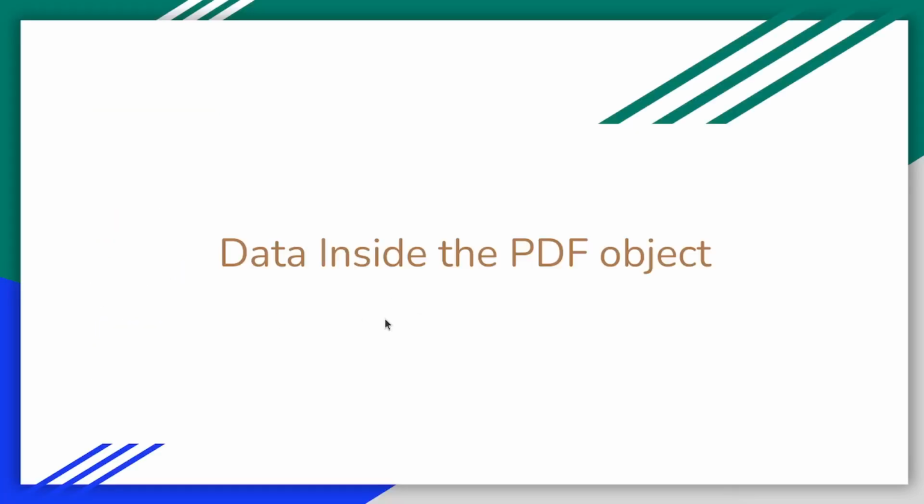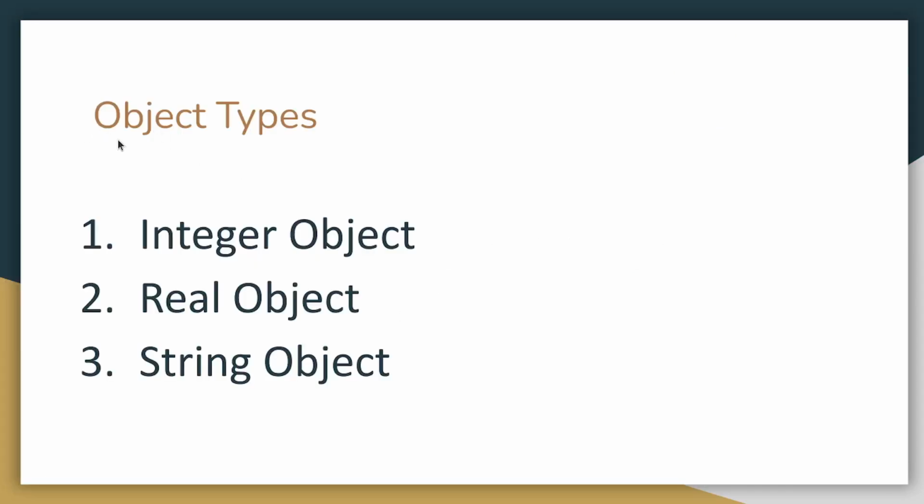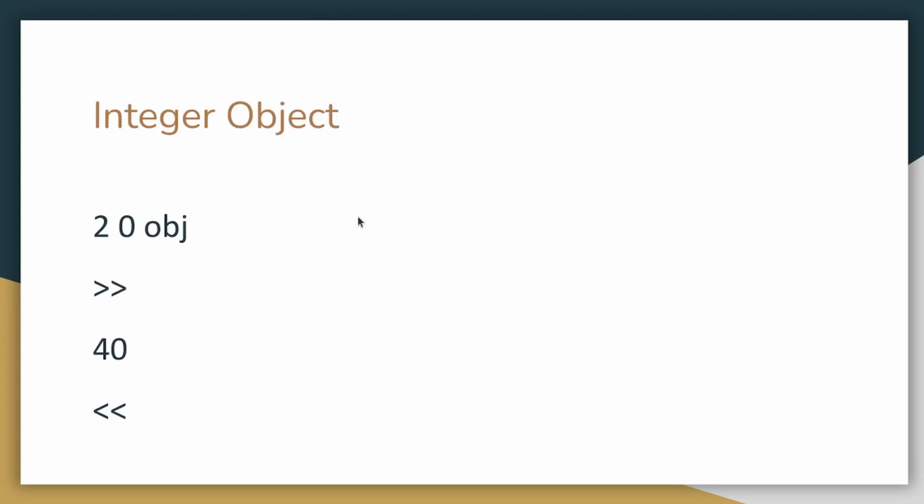Coming to the next point, the data inside the PDF object. The type of PDF object is classified by the contents inside. The object types are mainly three: the integer, the real, and the string objects. The integer object is the basic number, like 40, or anything. It could be 10, 20, 30, 40, any number. The whole number is an integer.